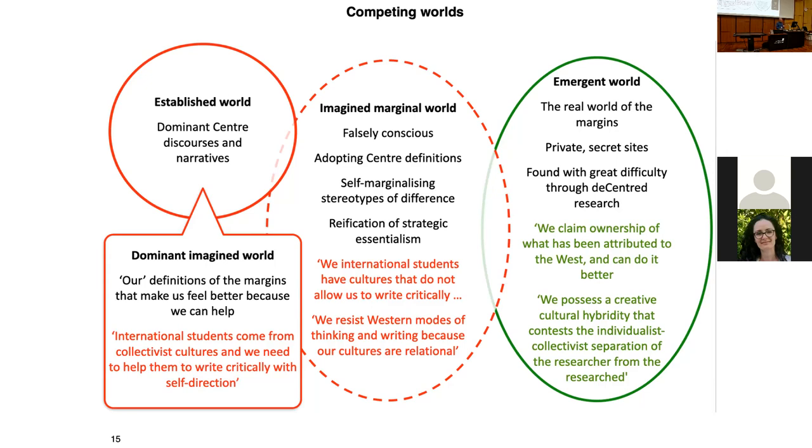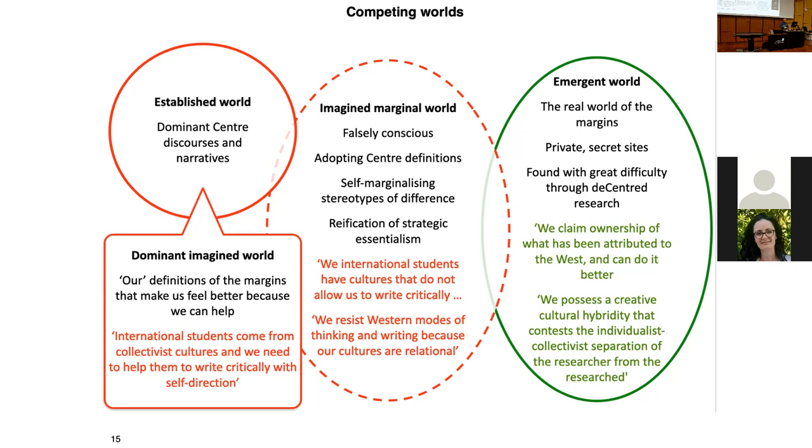Okay, very, very powerful. In the middle, we have an imagined marginal world, which I think some people will call falsely conscious, where somehow the people who are not in the West think that resisting is by adopting the stereotypes created by the West. So this is very dangerous. So we international students have cultures that do not allow us to write critically. We resist Western modes of thinking and writing because our cultures are relational. But actually, not writing critically and relational is a Western stereotype.